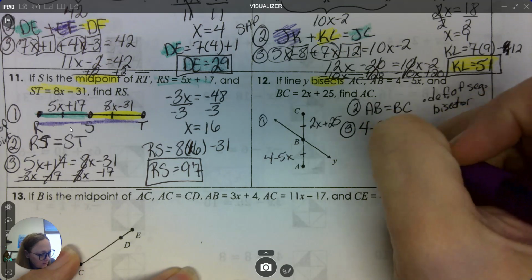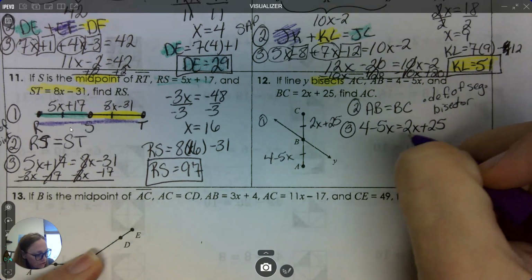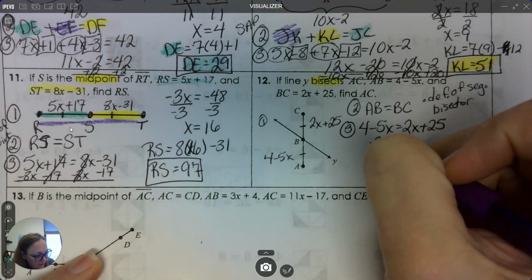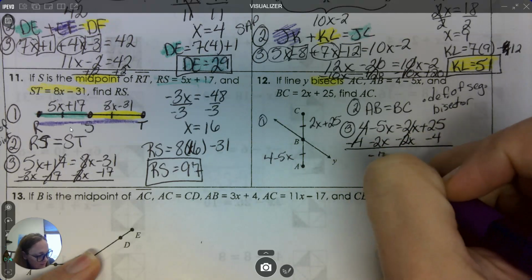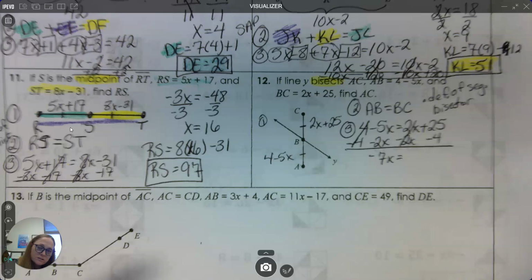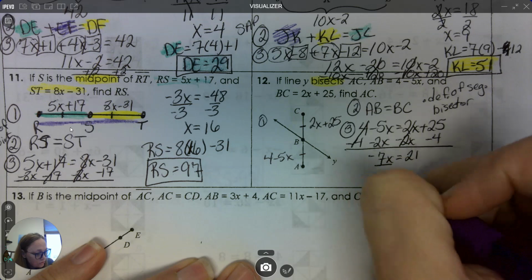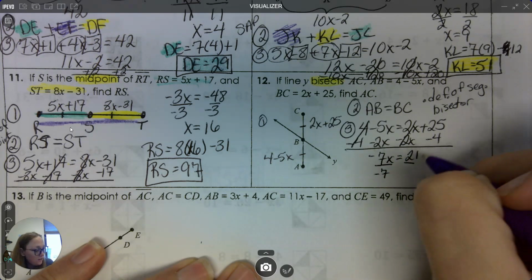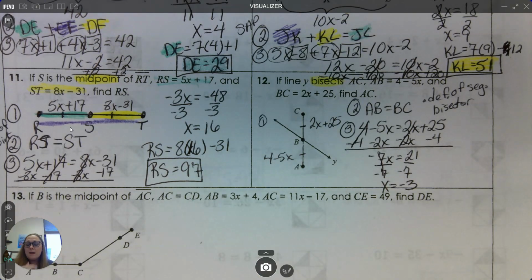Okay, now I can go ahead and set up my algebraic statement. 4 minus 5x is equal to 2x plus 25. Okay, now we're going to work our math magic here. Get our letters on the left, our numbers on the right. And again, that's not a rule. You can have your letters on the right and your numbers on the left. This is for those of us who are just trying to survive here and get this right. Okay, x equals negative 3. So you might panic a little bit if you come across a negative here. It is perfectly fine for x to be a negative.